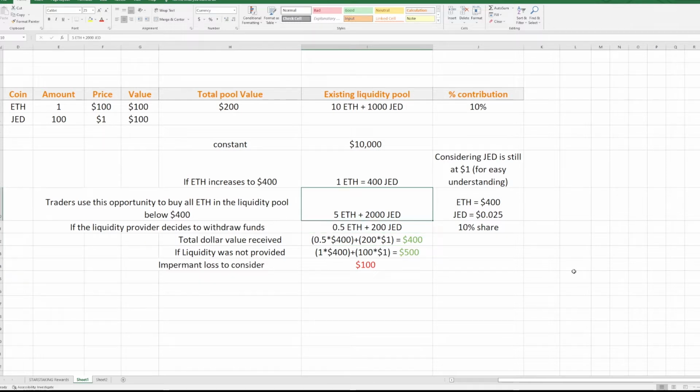Couple of points which you need to consider over here. Your impermanent loss is $100. Yes, one thing that can actually offset this is the rewards themselves that you would receive when you are a liquidity provider. Now, Uniswap actually provides 0.3% of rewards for anyone who is providing liquidity based on the volume of transactions that happen in the market.